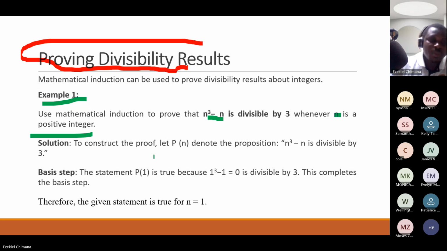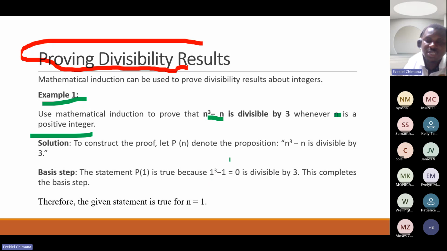All right, so solution: to construct the proof, let P of n denote the proposition that n cubed minus n is divisible by 3. So the basis step is that the statement P of 1 is true. Because if you put 1 to the power 3 minus 1, it is going to give you 0, and 0 is always divisible by 3. 0 divided by 3, the answer is what? It's 0. So this completes the basis step. You can try any number. You can put a 1 there. You can put a 2 there. You can put a 3 there.